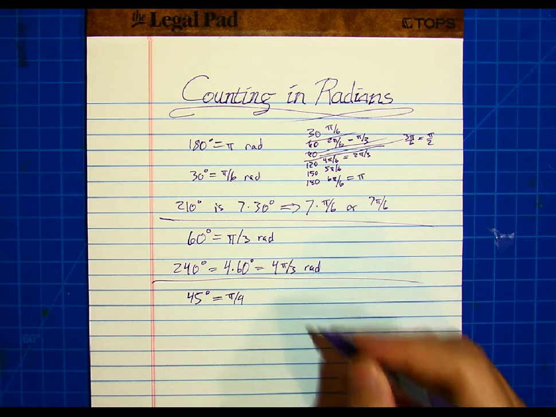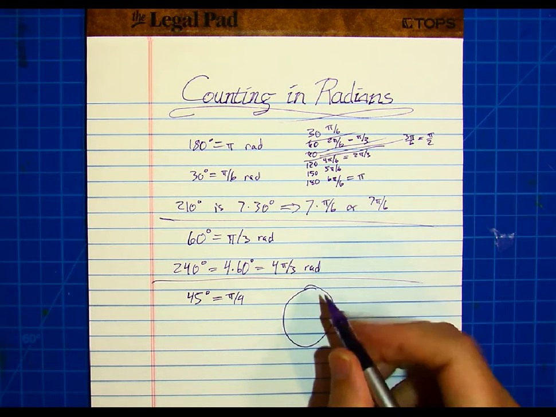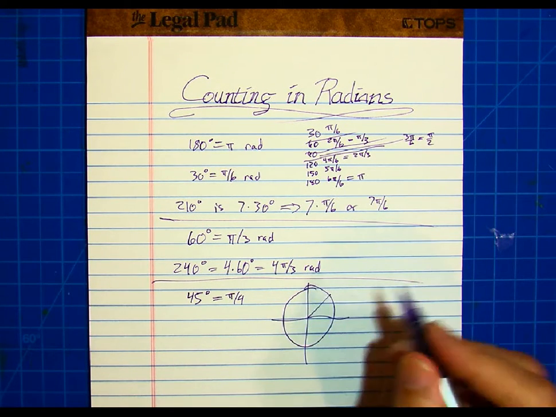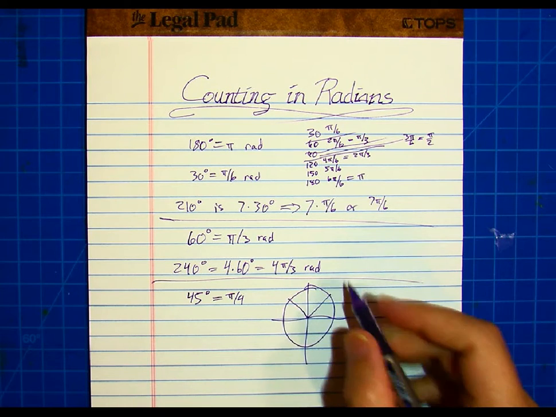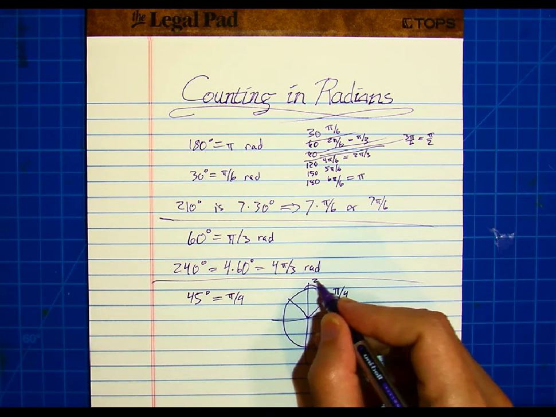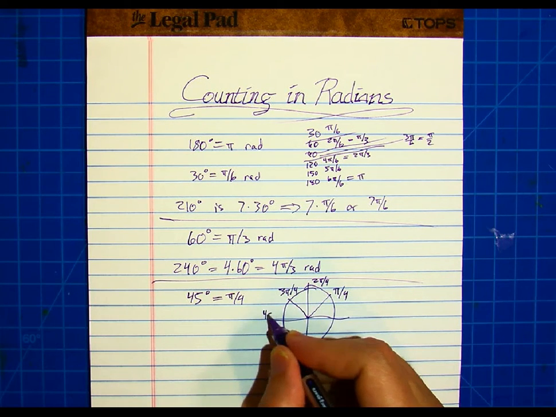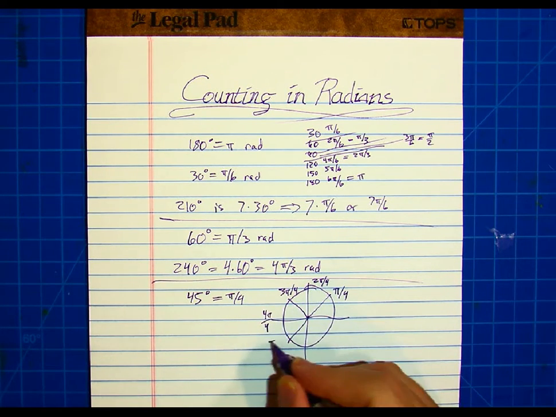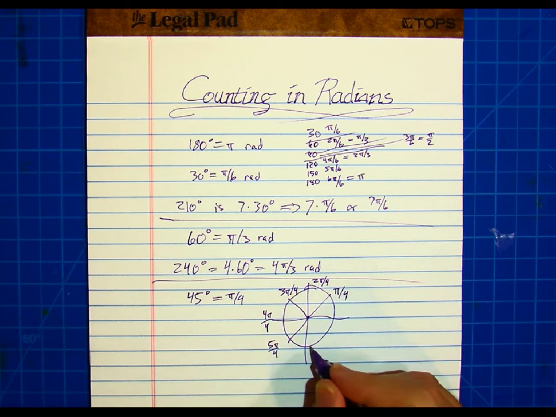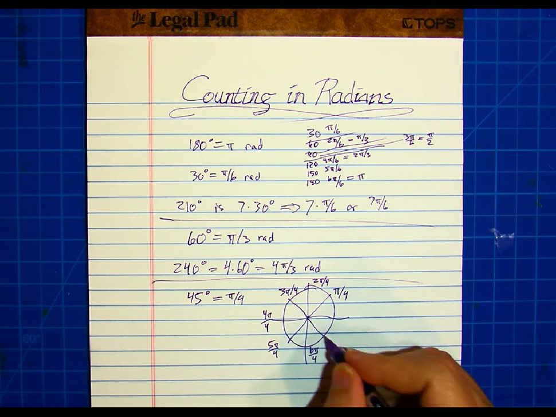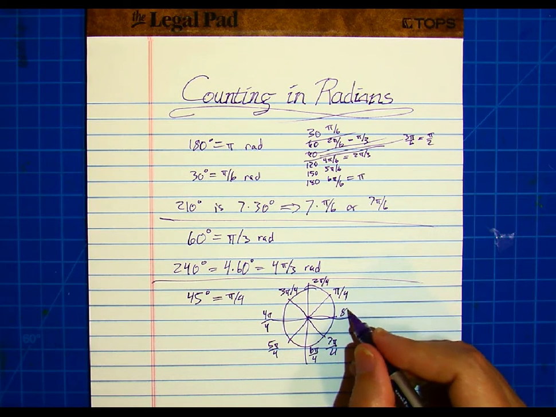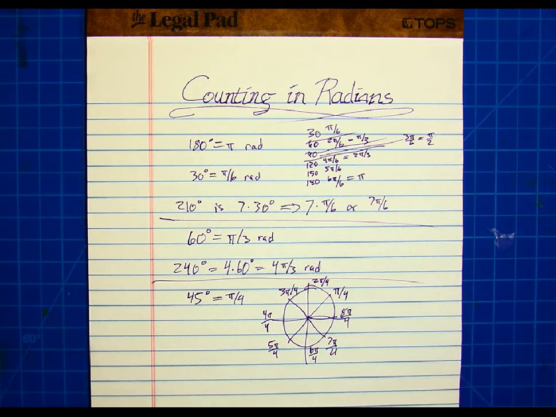So then just think about on the unit circle here, we have 45. So this is pi over 4. This one is 2 pi over 4, 3 pi over 4, 4 pi over 4. Down here we have 5 pi over 4, 6 pi over 4, 7 pi over 4, and finally we're back around here to 8 pi over 4. And then just simplify any of these you need to.